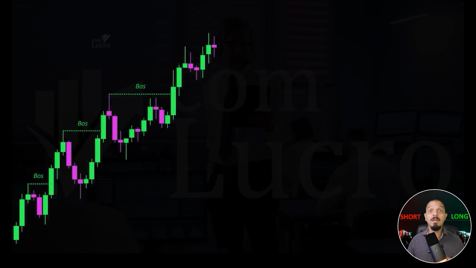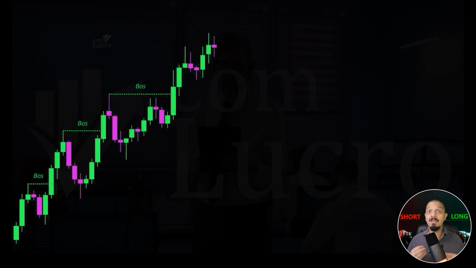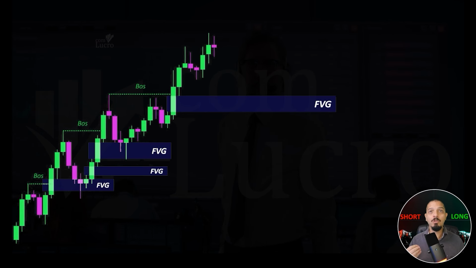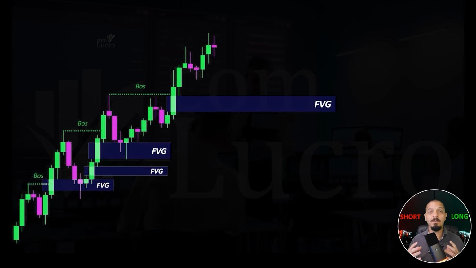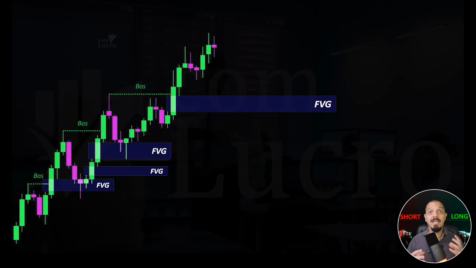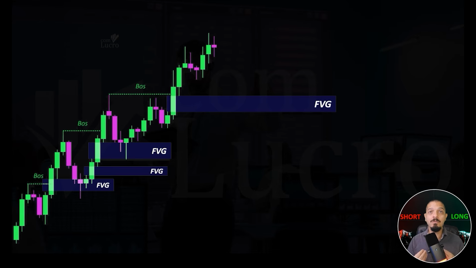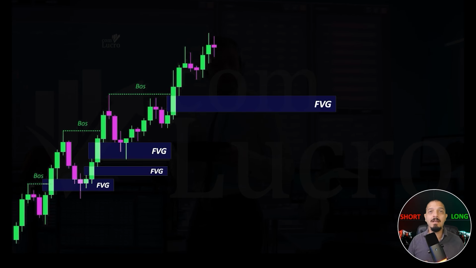Next, let's talk about fair value gaps. These are imbalances on the chart, zones where price moved so quickly that it left a gap between candles, creating an area of inefficiency. The market often returns to fill these gaps as it seeks balance.